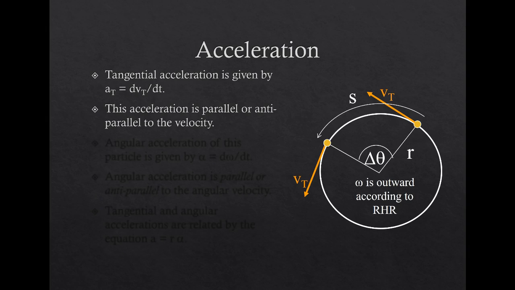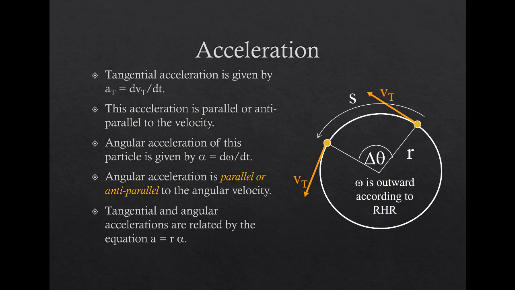Well, first let's talk about acceleration. So tangential acceleration is given by a equals dv dt, and this is the tangential velocity vt that we're talking about. And angular acceleration alpha is equal to d omega dt. This angular acceleration can be parallel or anti-parallel to the angular velocity. So remember that this angular velocity omega can be out of the page, right? Or it can be into the page.